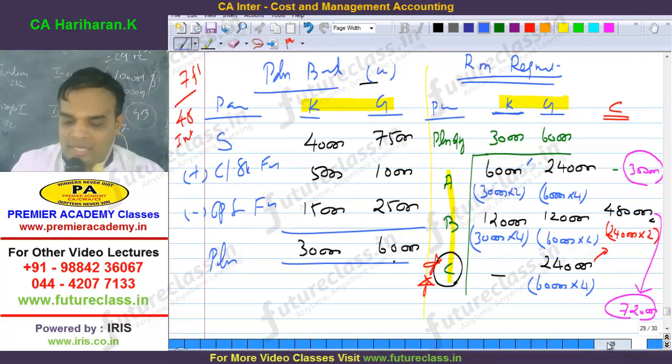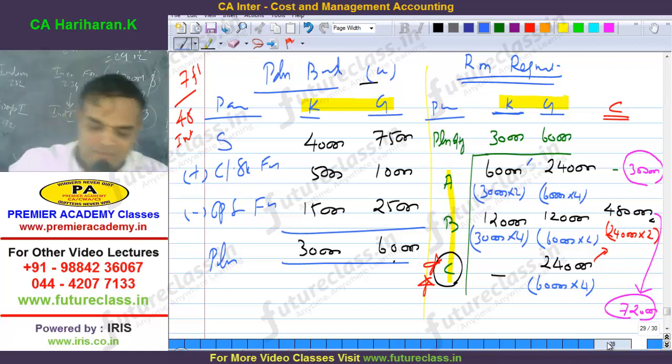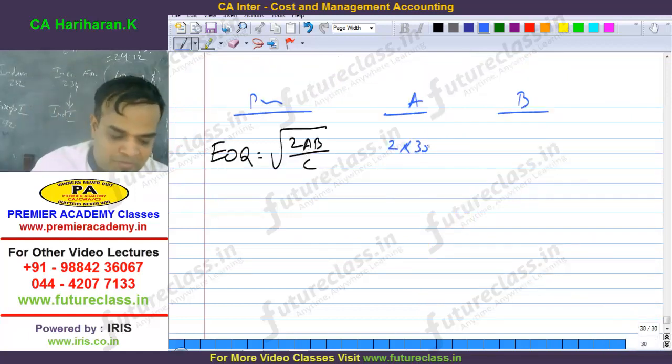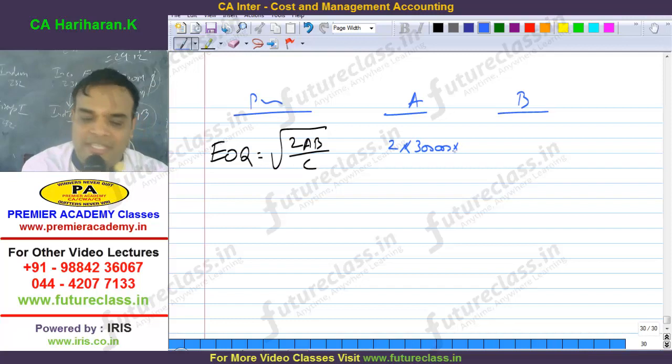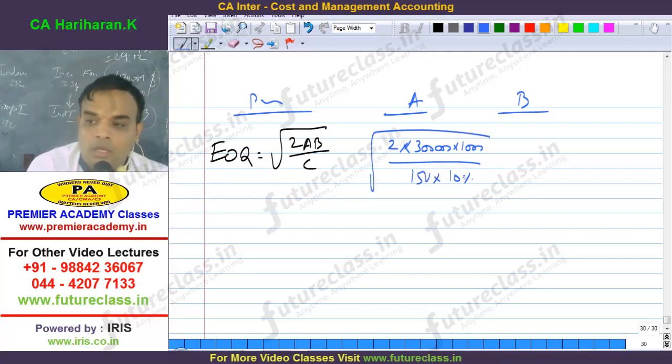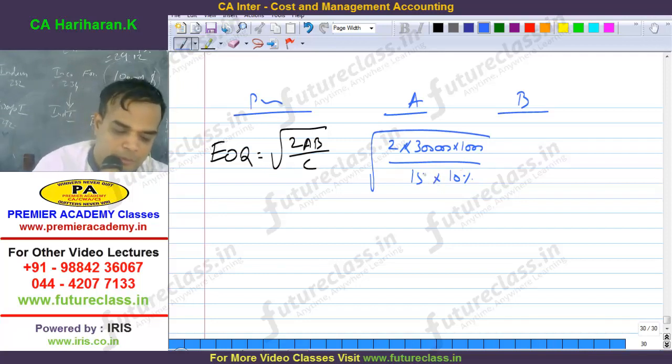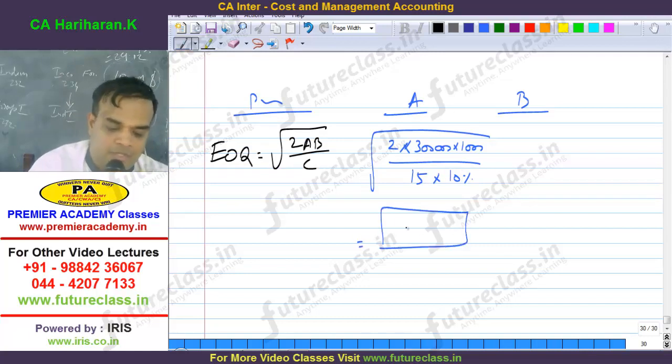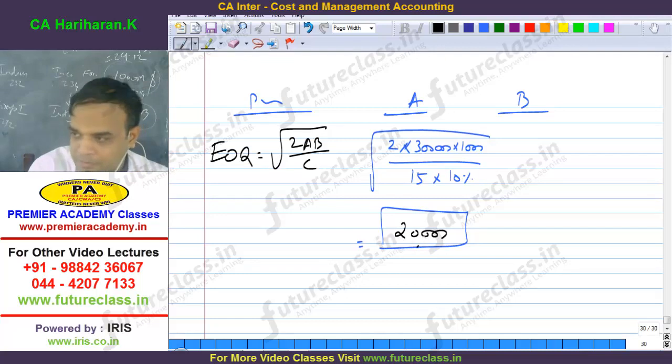Look at the question. Now only the consumption part. How much? 3 lakhs. 2 into 3 lakhs into ordering cost or buying cost. How much? 1,000. Carrying cost how much? What percentage? On what? Purchase price how much? 150? 15%, okay, 15% into 10 rupees. So, what is the answer? 20,000. Are you with me?